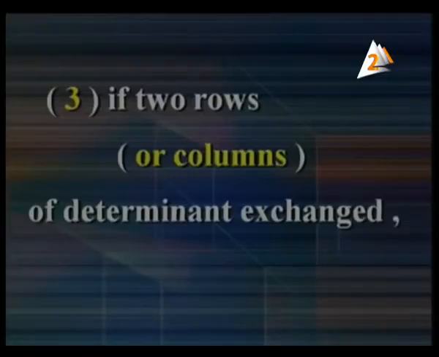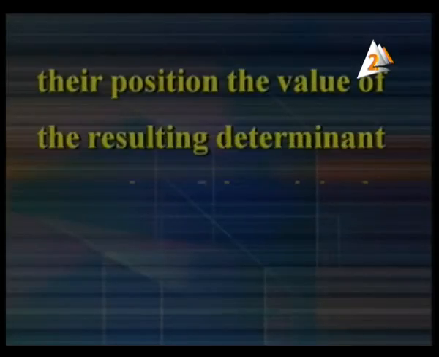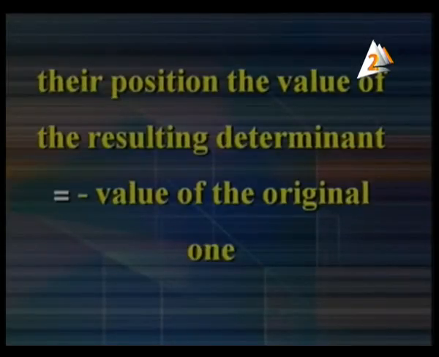Not a change. Number 3, if 2 rows or columns of a determinant exchange their positions, the value of the resulting determinant equals the negative value of the original one. Remember, if we replace 2 rows or 2 columns, the value equals the negative value of the original one.